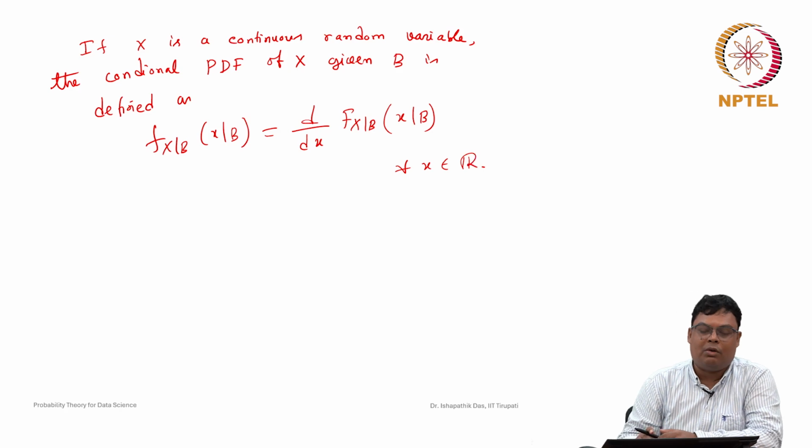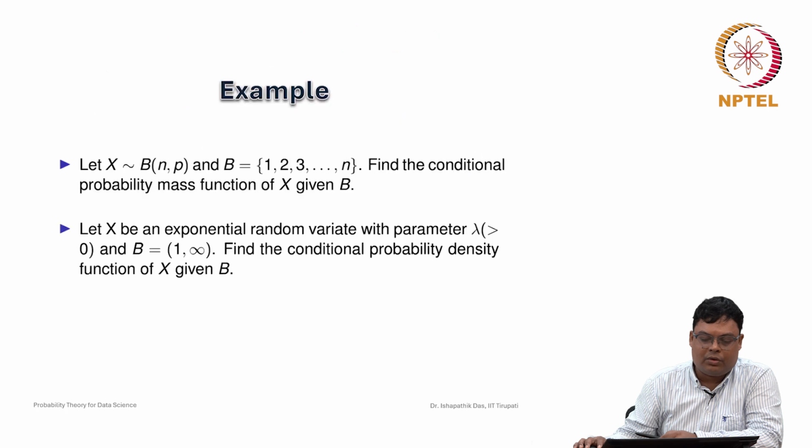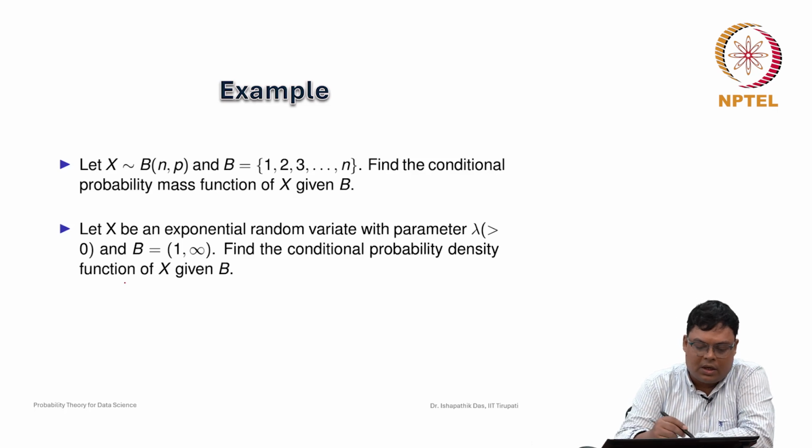So, how can it be utilized? Let us do some numerical examples, then we can have some idea how it can be used. Let us first discuss the continuous case, then we will discuss the discrete case. Let X be an exponential random variable with parameter lambda greater than 0, and B is given as the interval [1, infinity). Find the conditional probability density function of X given B.